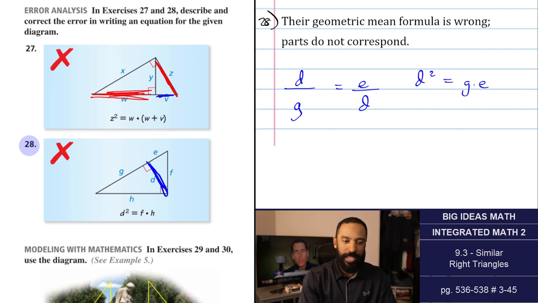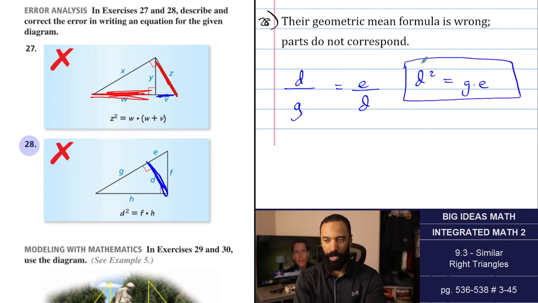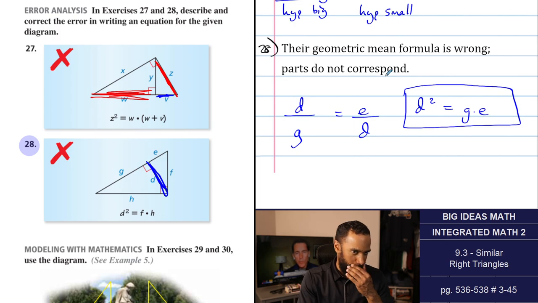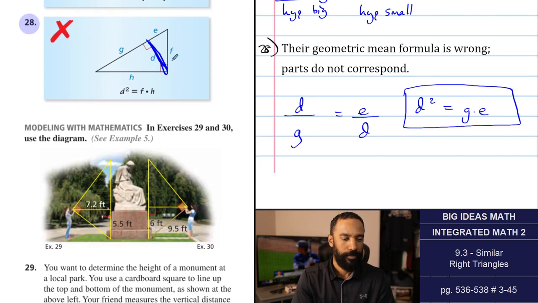Now, what are G times E? The two parts of the hypotenuse. They did H and F. We needed to use G and E, or E and G, whichever one it is. This is what we wanted. This is what they wanted us to say. This is all about geometric means and stuff. So there it is. All right, let's look at numbers 29 and 30.